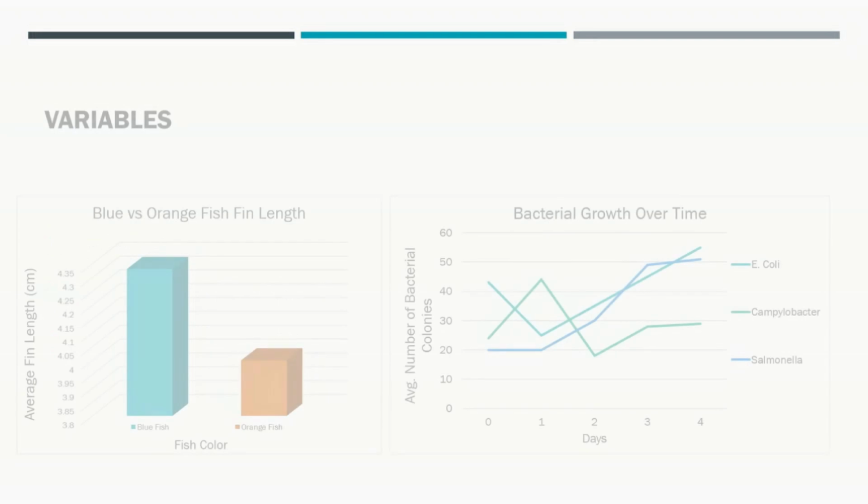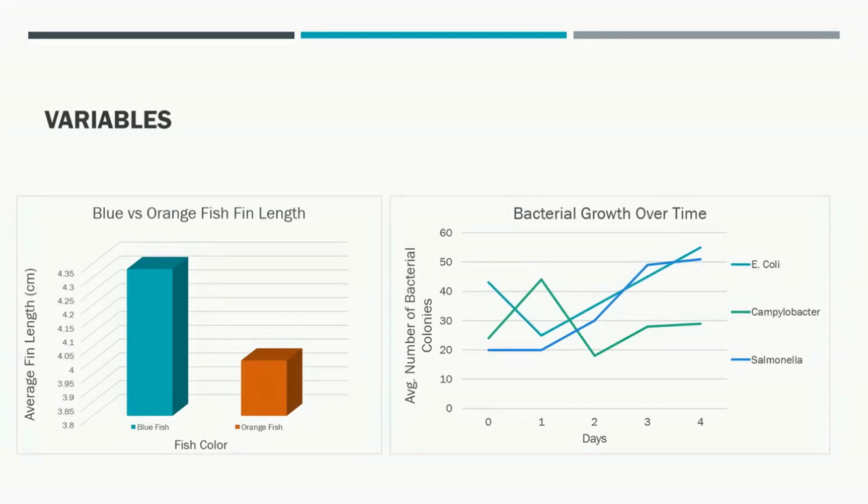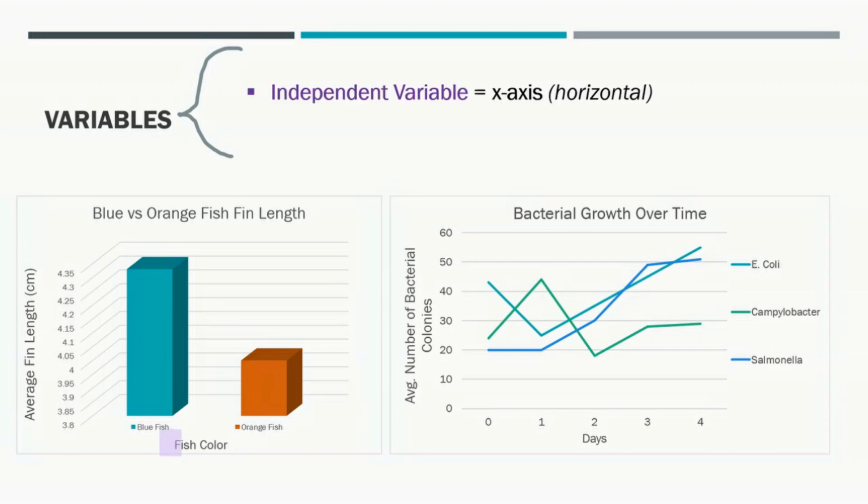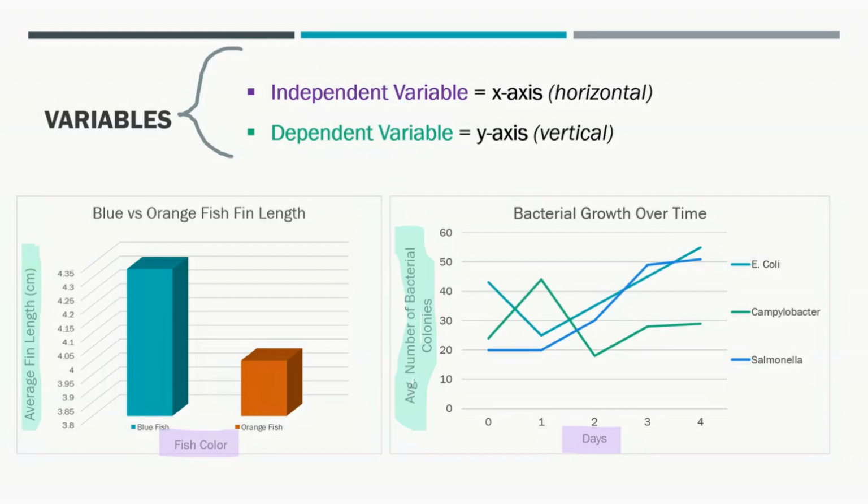Starting with variables, no matter what type of graph you are making, your independent variable will always belong on the x-axis. That is our horizontal axis of the graph. And your dependent variable will always belong on the y-axis or vertical axis of your graph. This is just another reason why it is so important to be able to distinguish your independent variable from your dependent variable, so we can present our information in a logical fashion.